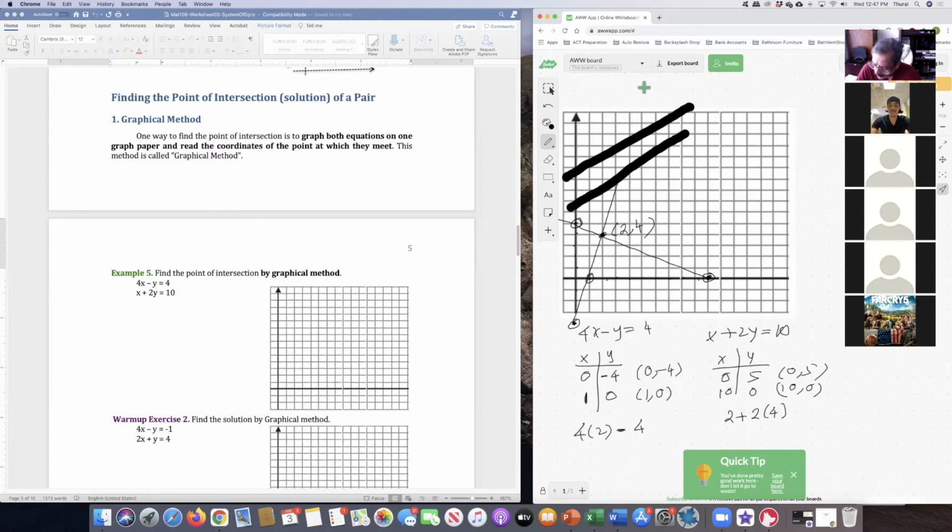Okay, let me explain. Let's say I have two lines. So here's one line, and here's the other one. They're meeting somewhere, but they're not meeting at one of the grid points of the graph paper. So I can't read the coordinates. Basically, they're fractional numbers. So if the numbers are fractional, we cannot read easily.